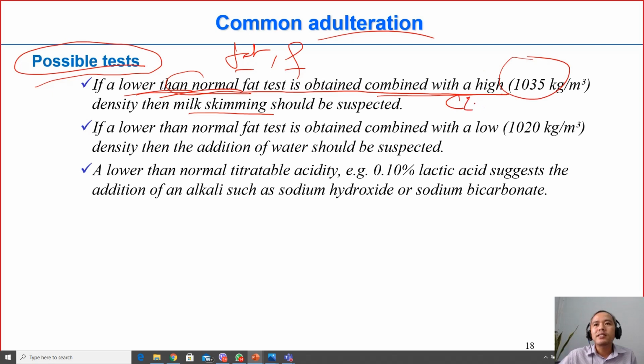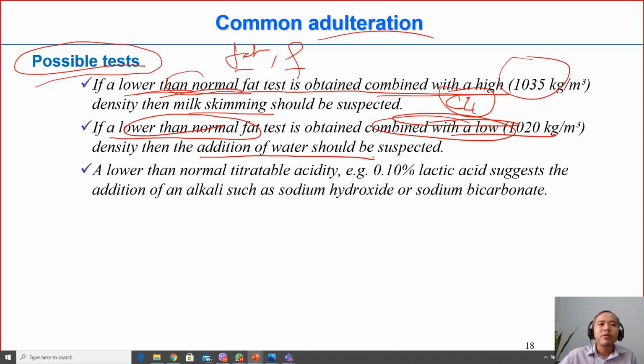We already discussed this in chapter 4. But if the fat is lower than normal and the density is also lower than normal, then we may suspect that they have added water into the milk.